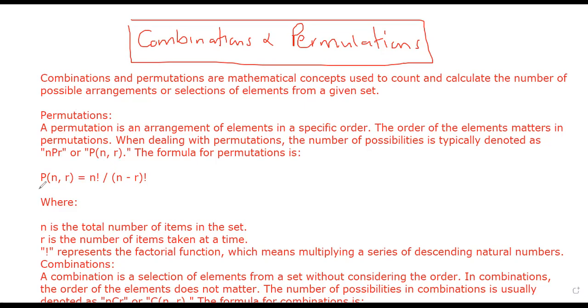So this formula is given as follows. Where n is the total number of items in a set, r is the items taken at a time. Sometimes we call this the radical. Then this exclamation mark is simply what we call a factorial function. So a factorial function is used when we are multiplying numbers backwards.